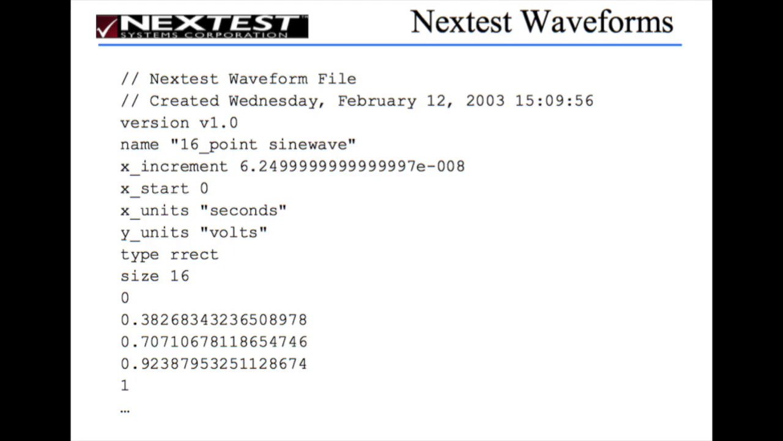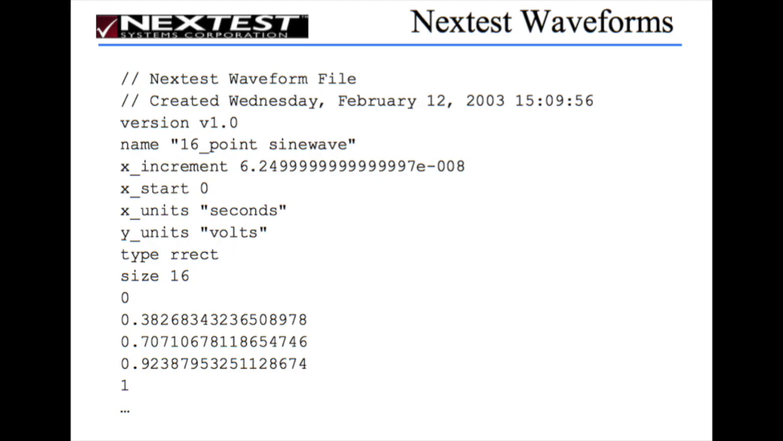X increment is 1 over the sample frequency. X start is 0 seconds, because the X units is seconds. Y units is volts. The type is R-rect. That's how the waveform is separated from the other types. And it's got 16 samples in it. So that's N, the number of samples in the waveform.